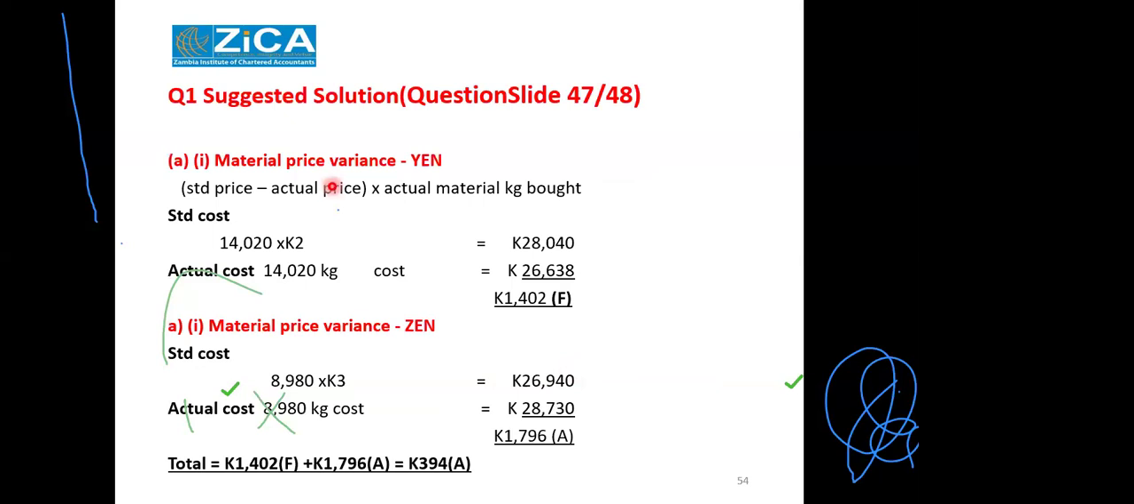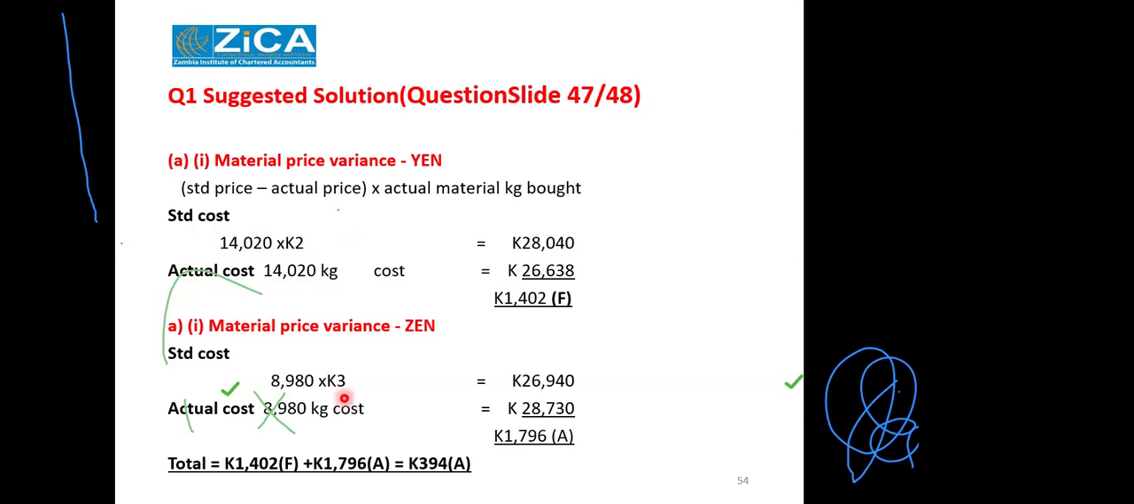So there we are on slide 54. That's where the solution to A1 is. You can see there I put also the formula, but I'm using the descriptive approach. Standard cost: 14,020 times 2. Actual cost: 14,020 costs that. You will note that in these lines you have the same figures. 14,020 costs, then you go there. 14,020 should have cost like that.